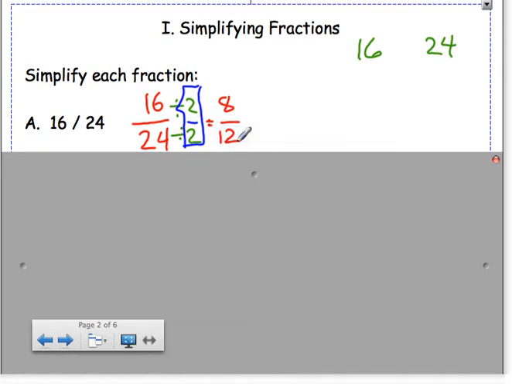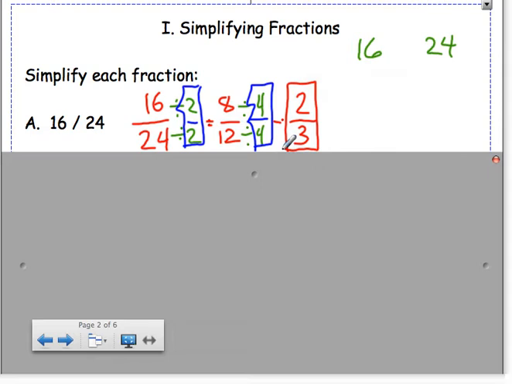The problem with this method is it might take you some extra work. I think I can divide again. If I look at these numbers, I see that this time I can divide both 8 and 12 by 4. Again, I'm dividing the same number on the top and the bottom, so I'm really just dividing by 1, a fancy 1. 8 divided by 4 is 2. 12 divided by 4 is 3. This fraction really simplifies to 2/3.